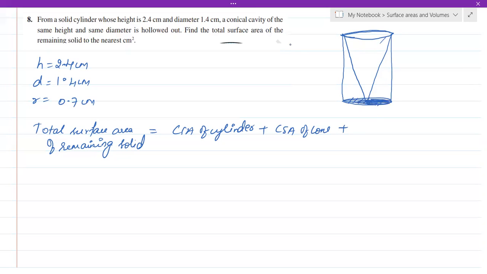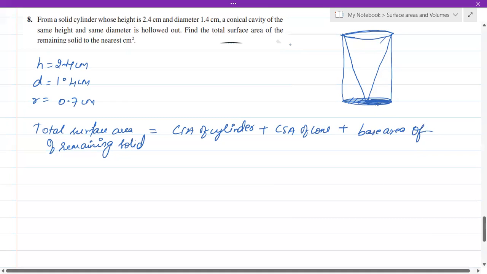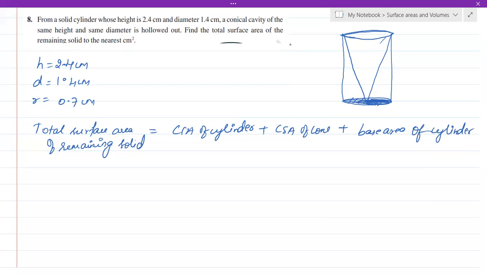This is still completely closed, right? So the base area of cylinder. CSA of cylinder is given by the formula 2 pi rh. CSA of cone is pi rl. Plus base area of cylinder is pi r square, isn't it? What is common throughout? Pi r is common, so you can write pi r into 2h plus l plus r.